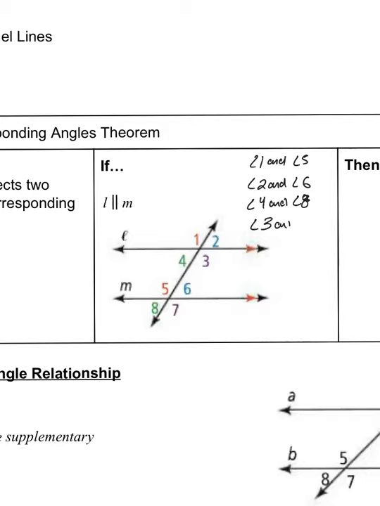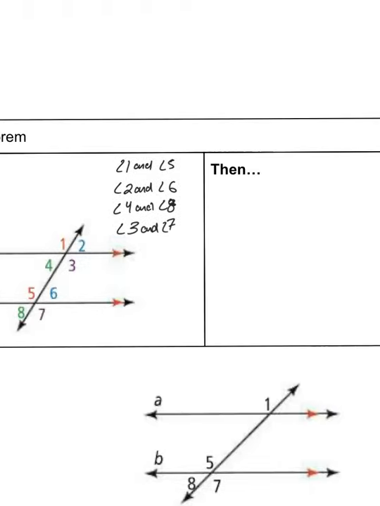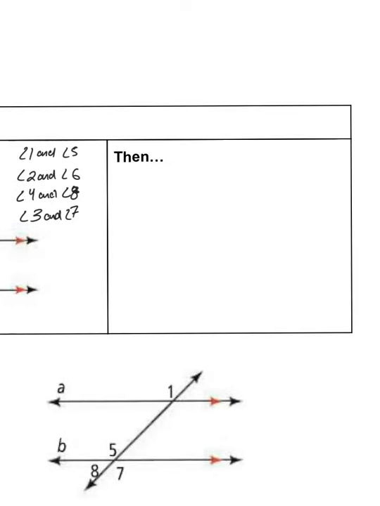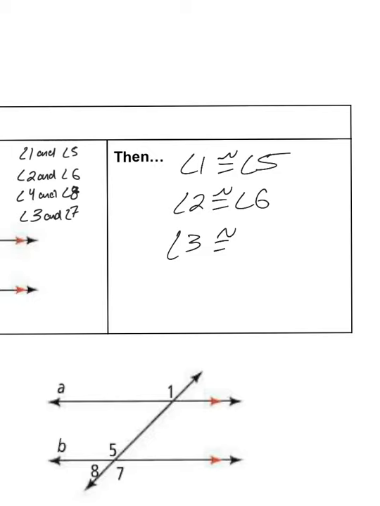3 and 7. Okay. And we said that all of these angles are what? Congruent. So we could say angle 1 is congruent to angle 5. Angle 2 is congruent to angle 6. Angle 3 is congruent to what angle? 7. Good. And angle 4 is congruent to angle 8. All right.